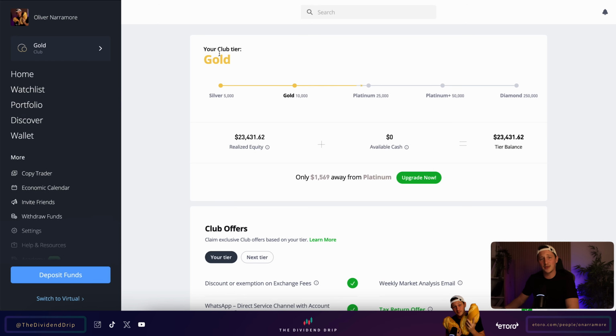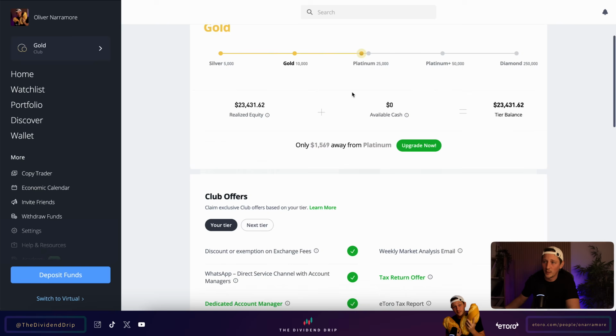Now this is your club tier. Everyone has a different tier. The more money you put into eToro, you will move through the tiers, and each tier has different benefits, okay? So you can see here, I'm a gold tier. I'm nearly at platinum, so close. So once you move up there, you will get more benefits from eToro, okay?